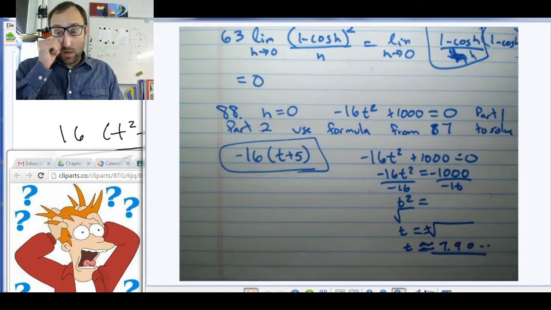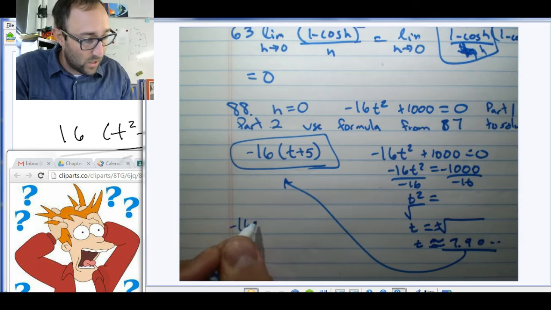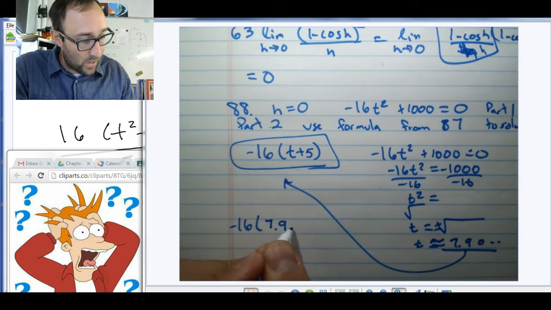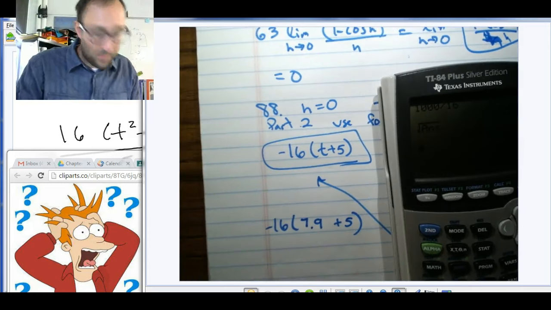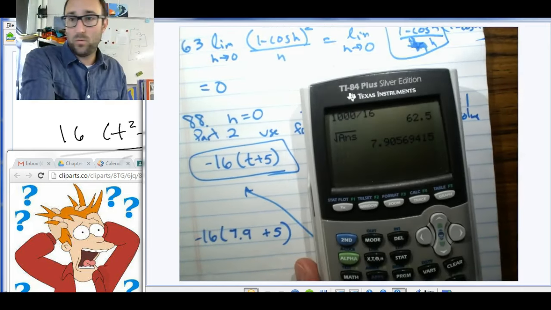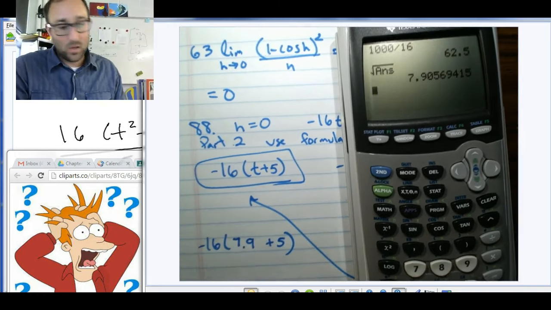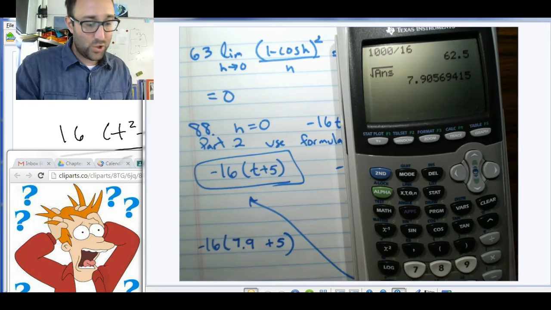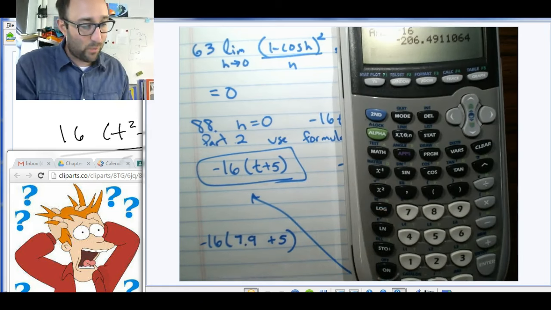So now we know that's when it's going to hit the ground. Now we take this and plug it into here. You say negative 16 times 7.9 plus 5, and you're going to get your answer. I always try to keep the number in my calculator. You can see it in the calculator. Even though I wrote 7.9, use all of it that you can, because it might change it just enough where it might be off. So add that number to 5 and multiply by negative 16, and you end up with negative 206.49.